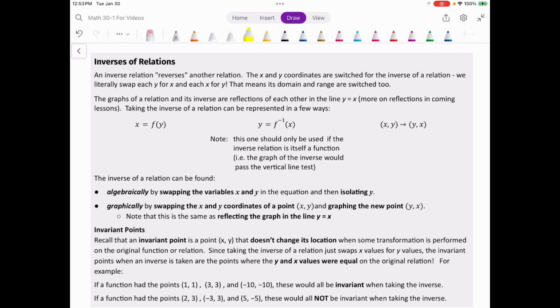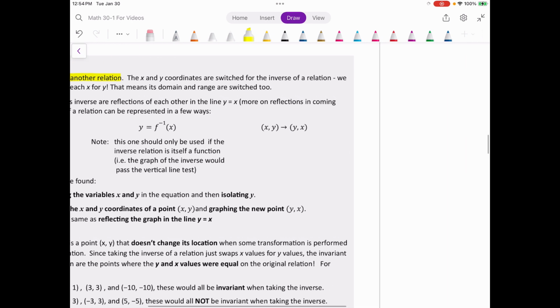But let's move into the main focus for today, which is the inverse of a relation. Okay, so an inverse relation essentially reverses another relation. The cool thing about the inverse of a relationship is that if we have one relation or one function and we know its inverse, the inverse essentially undoes the original function, right?